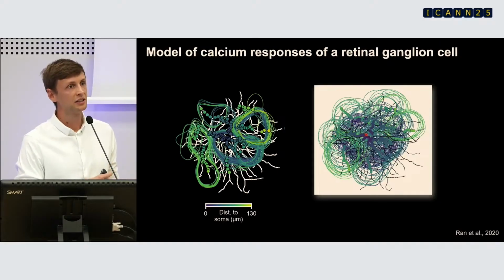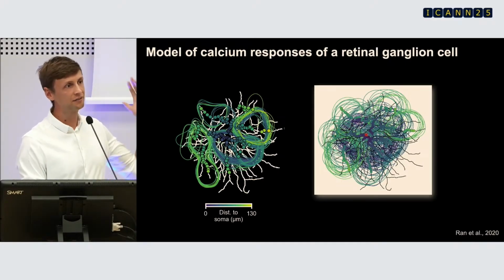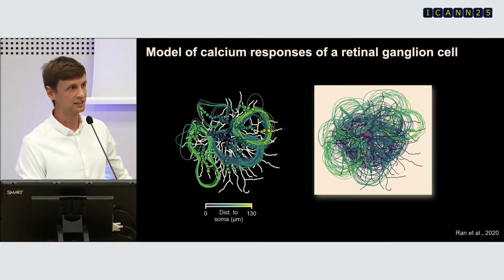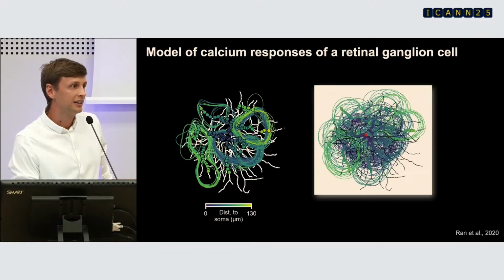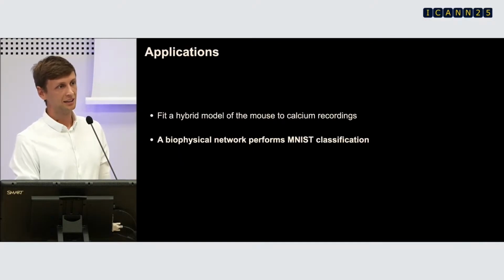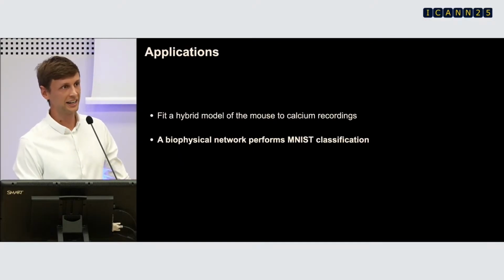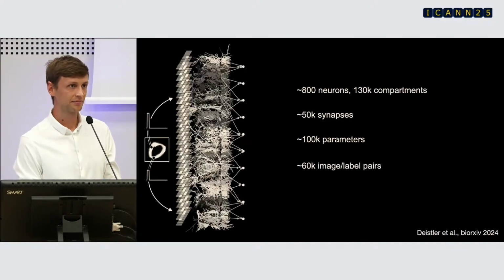These sorts of fields tell us where exactly we have to stimulate or shine light in order to elicit responses in particular parts of the cell. And we found that these receptive fields on the left here roughly match those also found in experiments. Now, I hope that this convinces you that differentiable simulation and gradient descent makes it possible to fit network models to data. In the second part, we're going to turn to tasks, to computational tasks.